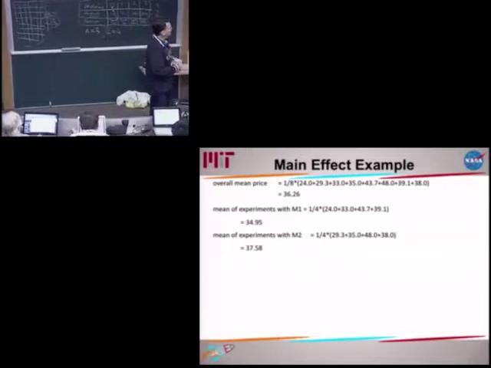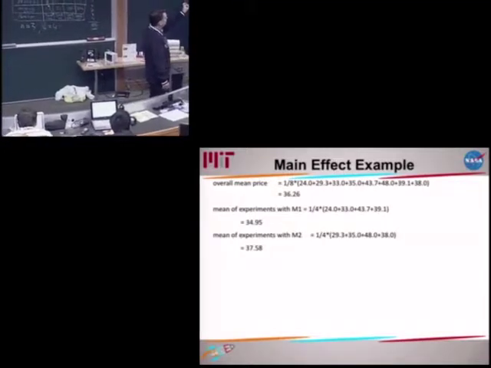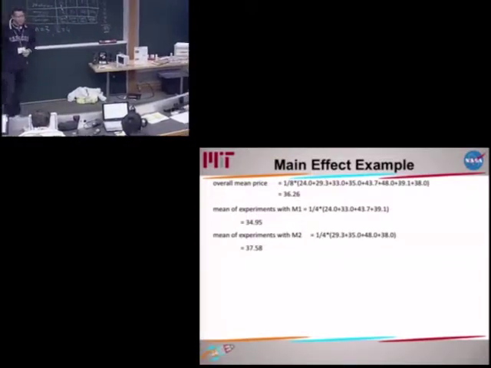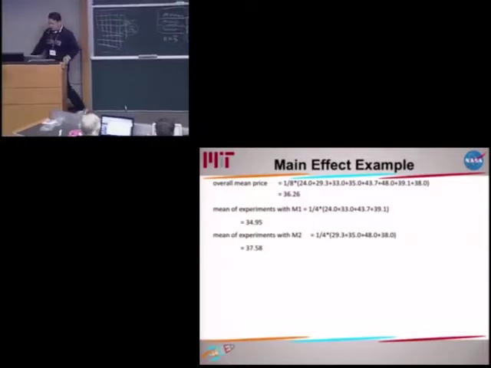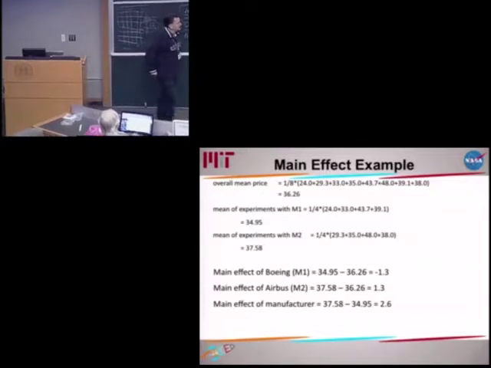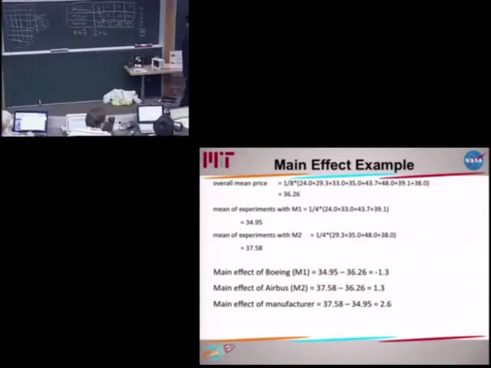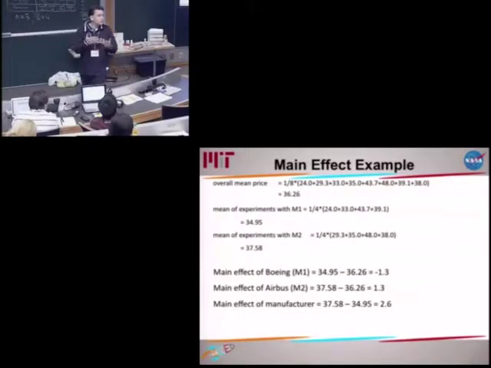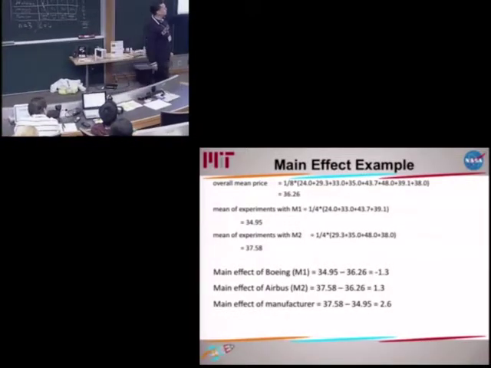The mean price of experiments with Boeing as the manufacturer is 34.95. With Airbus as the manufacturer, it is 37.58. And so you can say that the main effect of manufacturer is 2.7 million, right? So the average price of all the aircraft is 36 million, and the contribution or the effect of choosing one or the other manufacturer is 2.6 million.